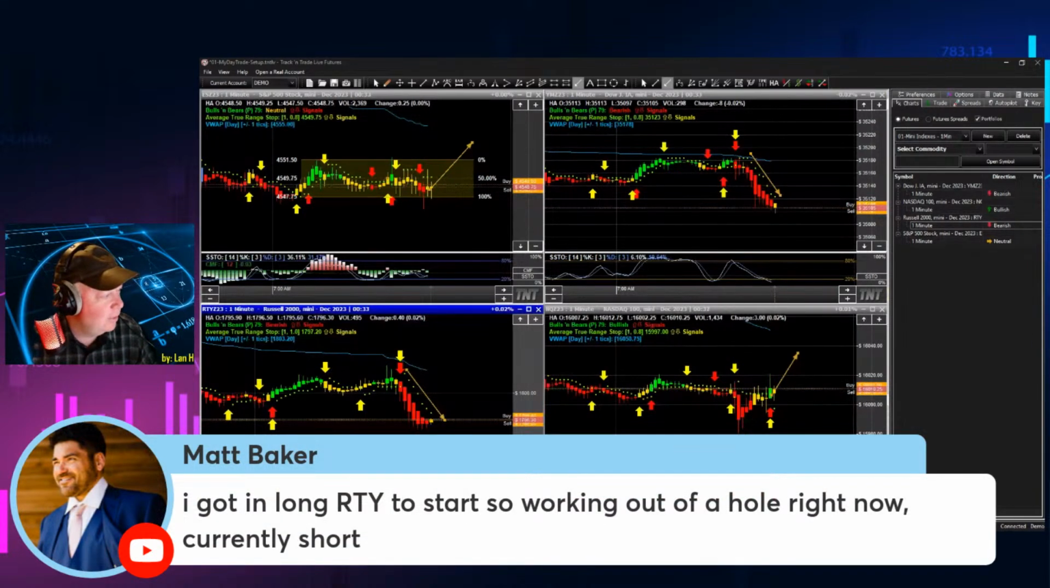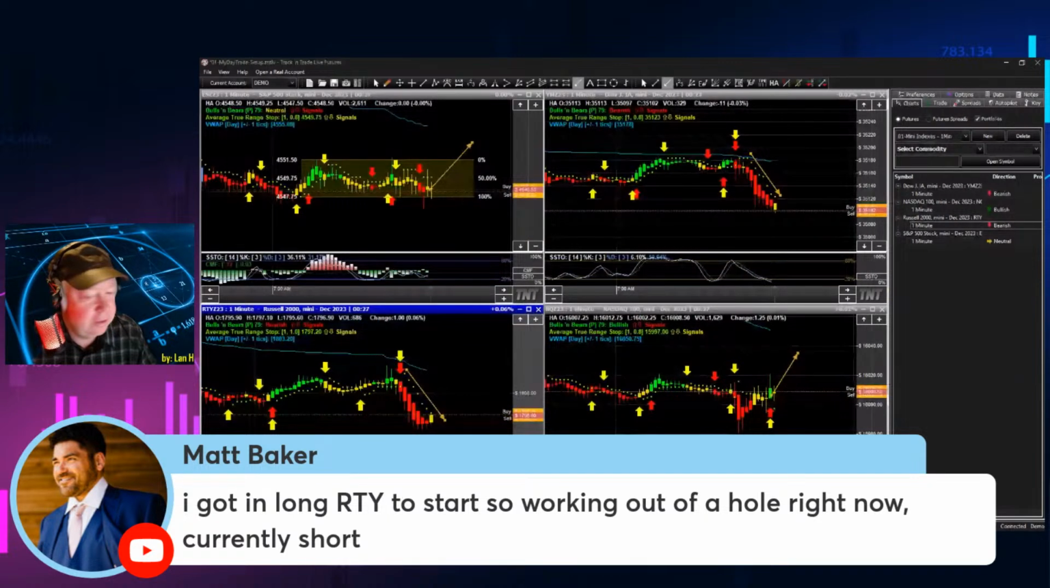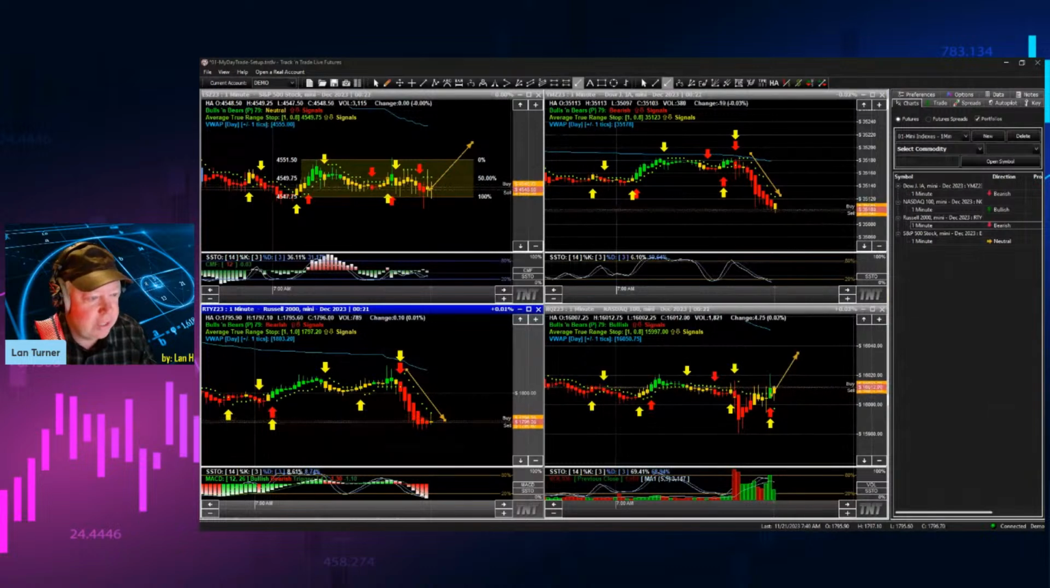And then we got Matt says, I got in long on the R2I to start, so working out of a hole right now, currently short. Well, happens to all of us. Have to work ourselves out of a hole.